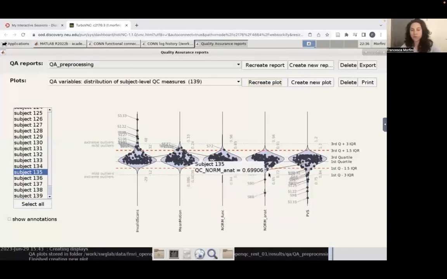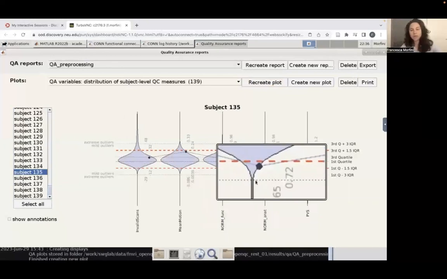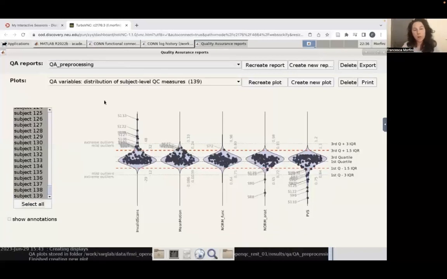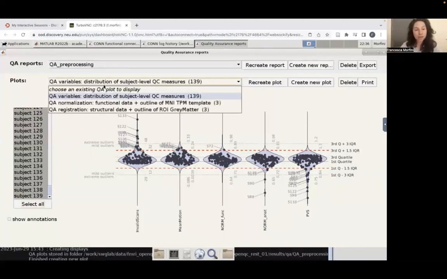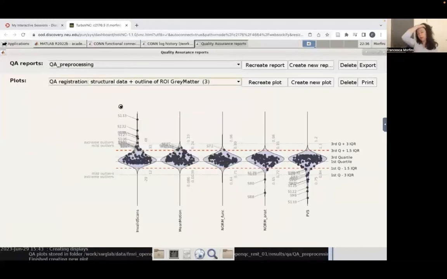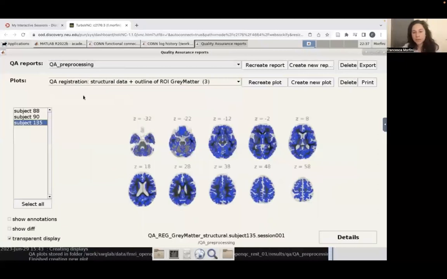135, if I recall, was right borderline between extreme outliers and mild outliers, and even after having gone through a visual inspection of all of the run level quality control plots, it is something that perhaps one would want to reevaluate again. In this case, I picked up these three subjects based on the distribution of norm ANAT, which is representative of normalization performance.